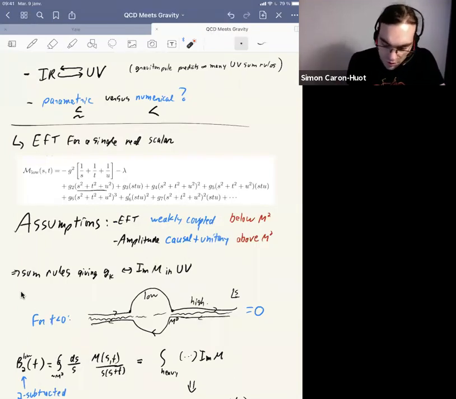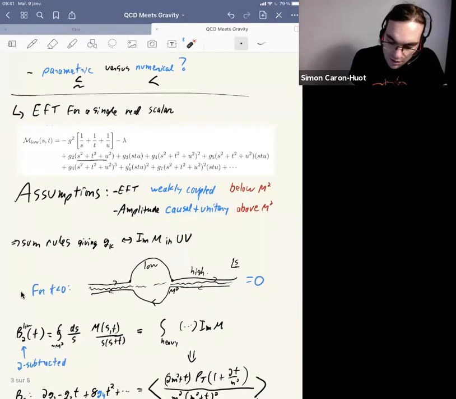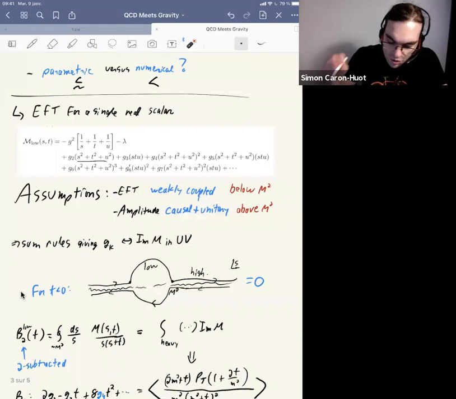That's our assumptions. And since we're interested in an interplay between infrared and UV, we just take the mass of the light stuff to be zero. So we're scattering massless scalars. The statement that I mentioned, that the amplitude over M squared vanishes, gives you some rules that relate each of these coefficients to UV physics.